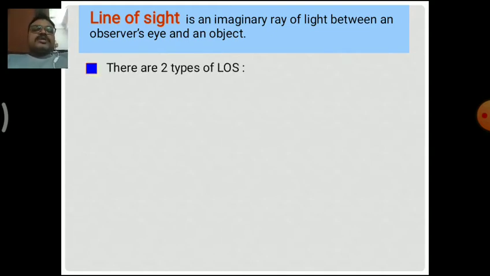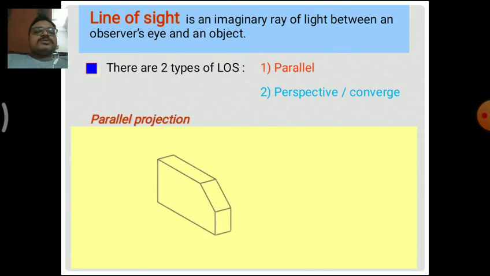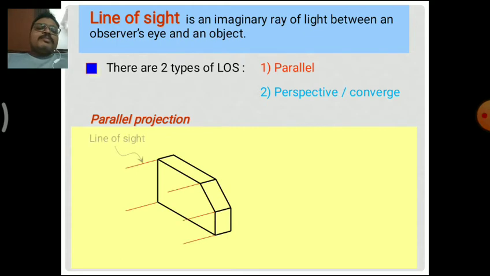So there are two types of line of sight. The first one is the parallel and the second one is the perspective, which is also known as the converging method. The first one is the parallel projection. In this parallel projection, the points are arranged in a parallel method. There you can see the line of sight lines. All the line of sight lines are parallel in this projection.